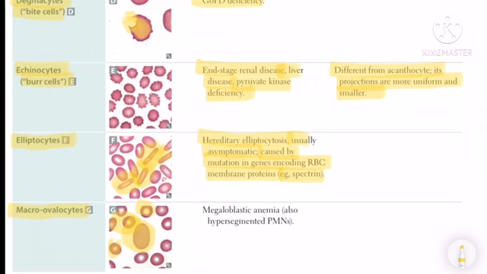Macro-ovalocytes can be seen in megaloblastic anemia. If we take a blood smear in this condition, we can see macro-ovalocytes among the RBCs. And if you want to examine the WBCs in megaloblastic anemia, another pathognomonic feature is that we can also find hypersegmented neutrophils, or polymorphic neutrophils.